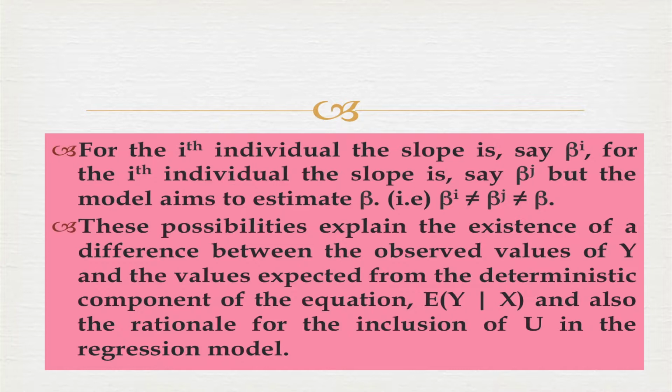These possibilities explain the existence of a difference between the observed y and the values expected from the deterministic component of the equation, that is the conditional expectation of y, and also the rationale for the inclusion of u in the regression model.